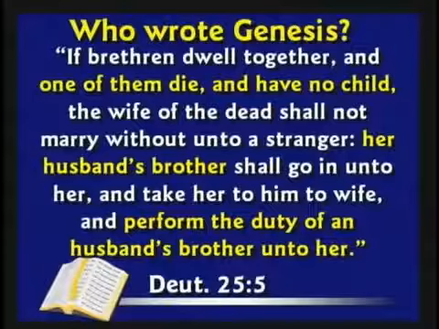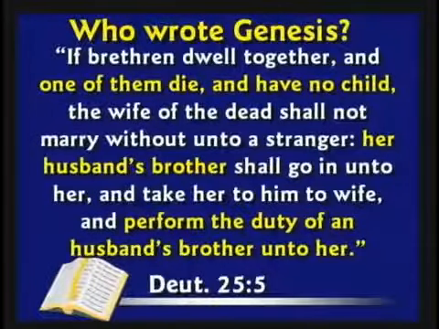Because it also tells us in Deuteronomy, if brethren dwell together and one of them die and have no child, the husband's brother shall go raise up seed to his brother. So Moses wrote Deuteronomy. There's no question in most people's minds that Moses wrote Exodus, Leviticus, Numbers, and Deuteronomy. Moses did not write Genesis. He is the editor of Genesis. He put it together from 10 eyewitness accounts.